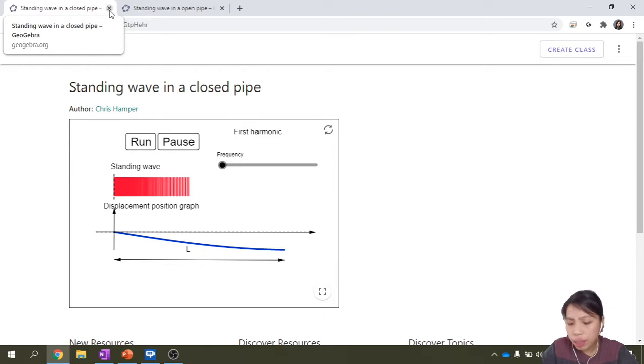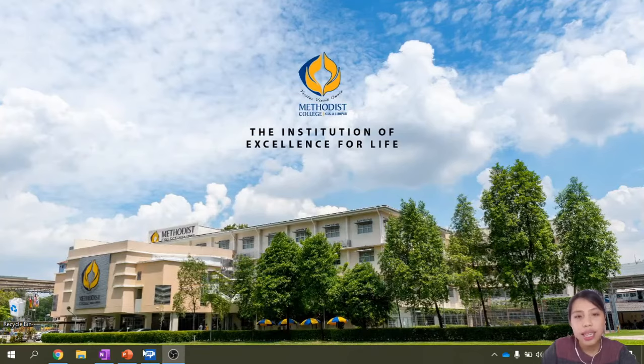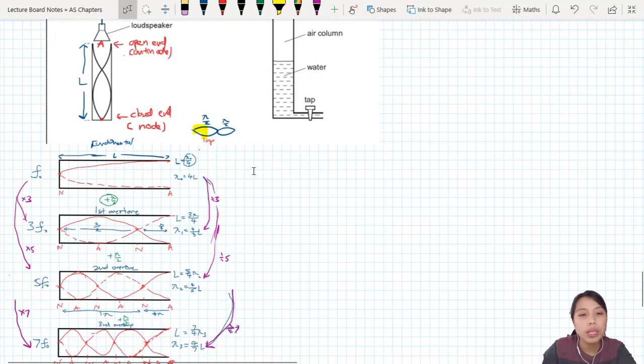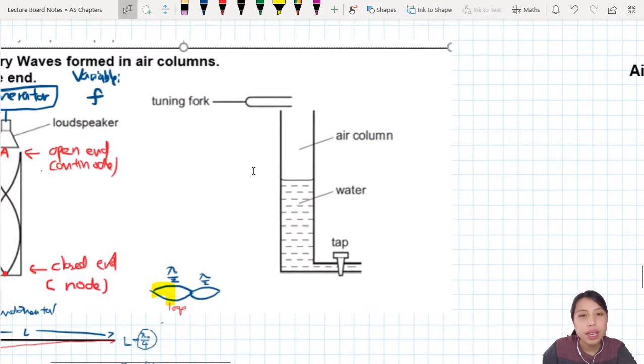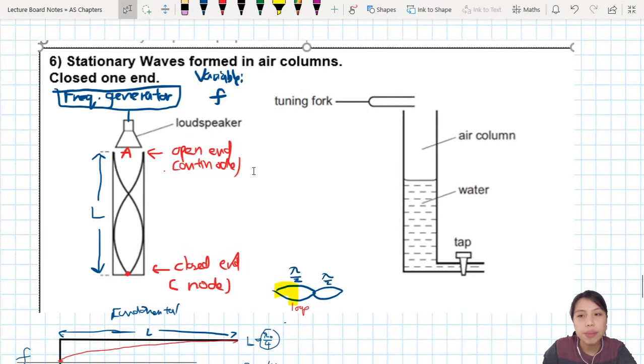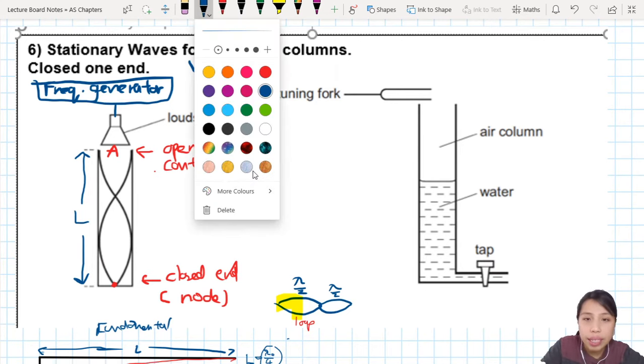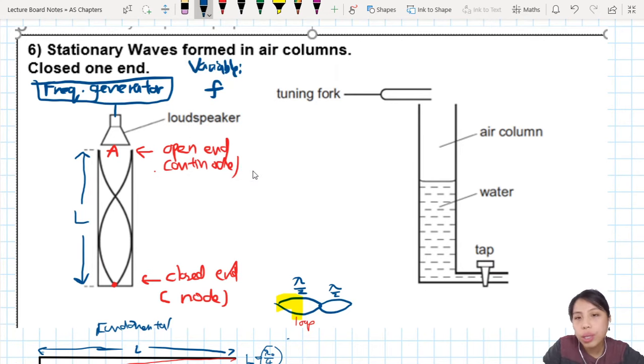Now the next one: there's another way you can play around with these frequencies for our open-close pipe, and it looks something like this. This is our second setup. What's the difference? On the left side, you change the frequency. On the right side, you're using a tuning fork. You hit it, ping! It always has the same frequency. So here your frequency is constant. We can't change frequency; you always have the same frequency generated from this fork.